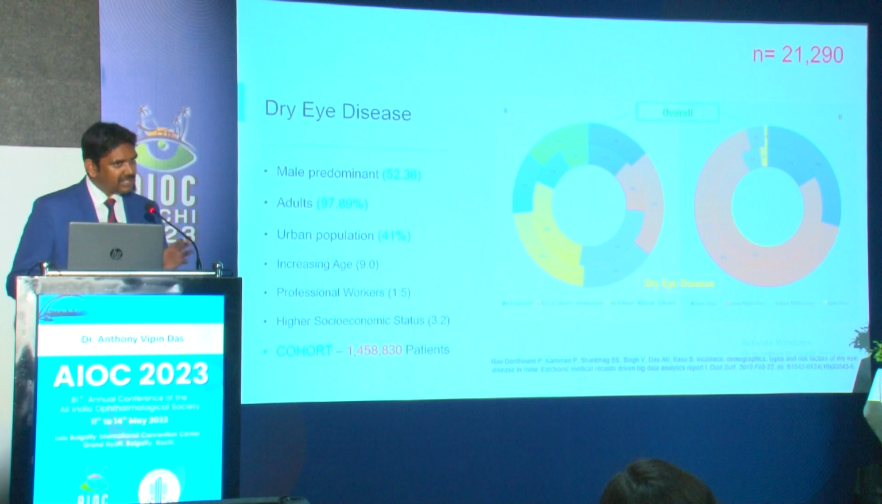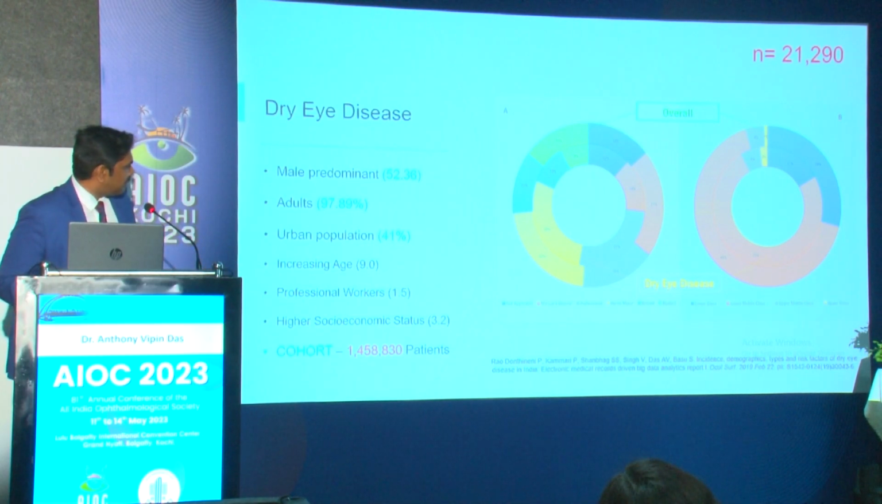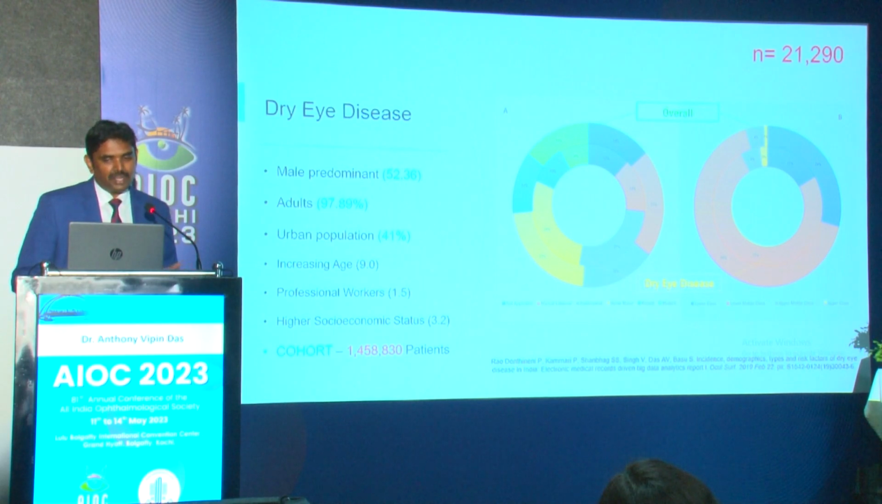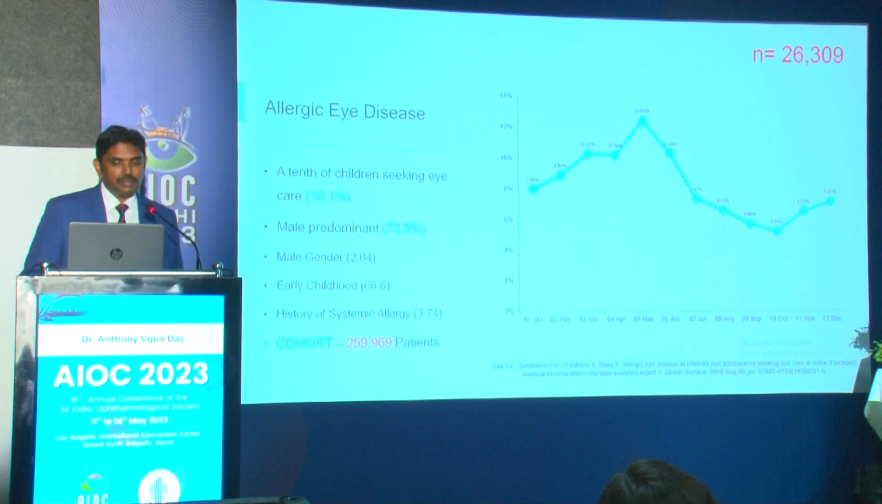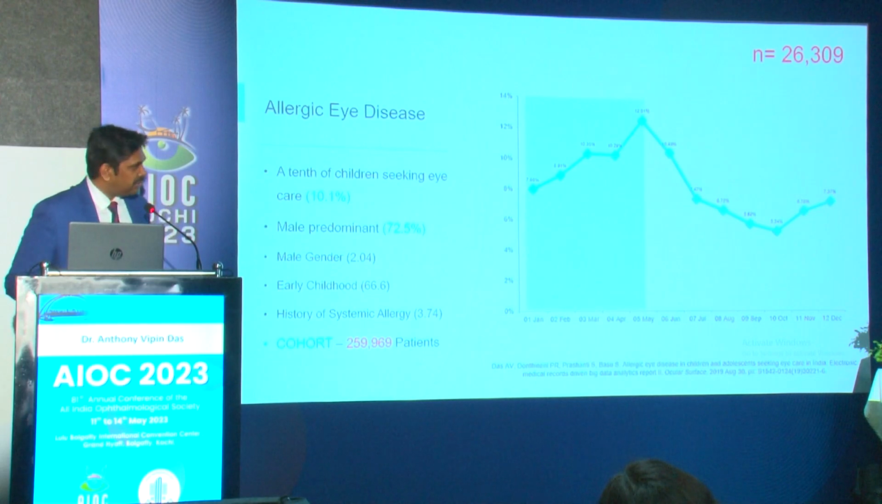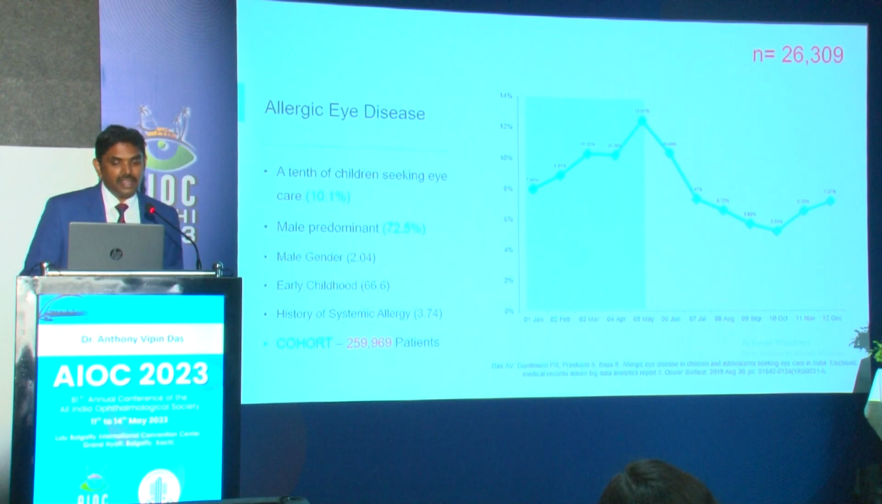So very quickly on each slide, I'll just show you what was our intent. So for dry eye, we looked at what were the risk factors. And this is the largest dry eye study in the world, about 21,290 patients. We found that increasing age and higher socioeconomic status had a higher risk. But in allergic eye disease, we saw a very clear pattern of presentation of patients during the summer, for which we now start preventive care.